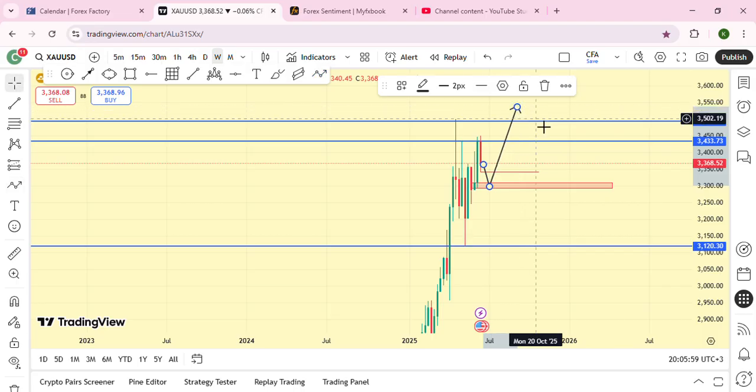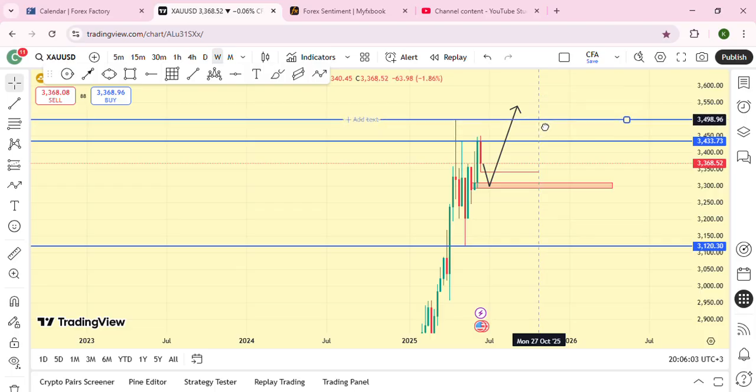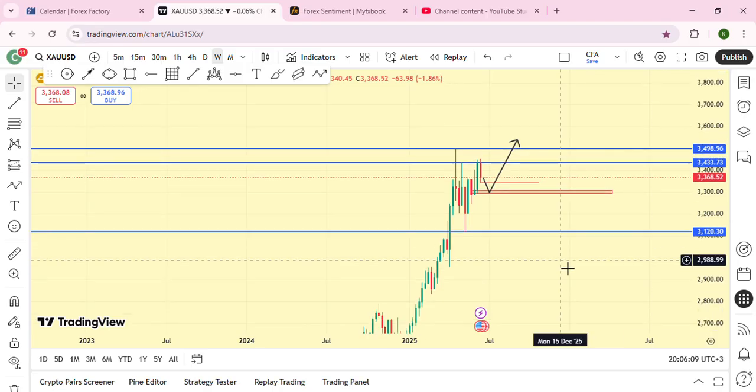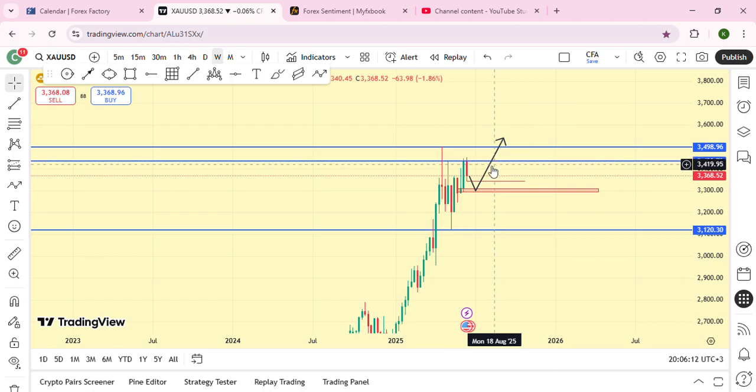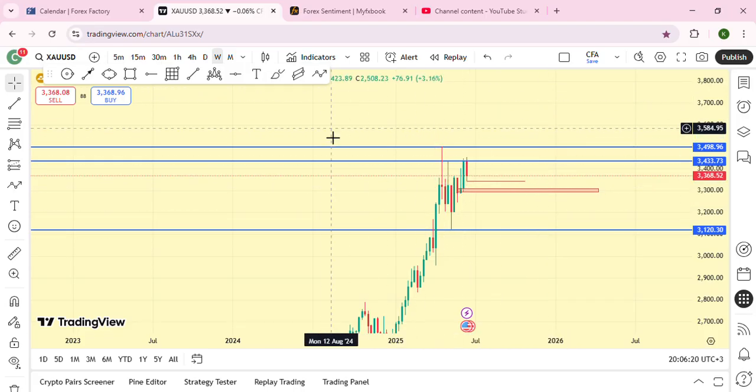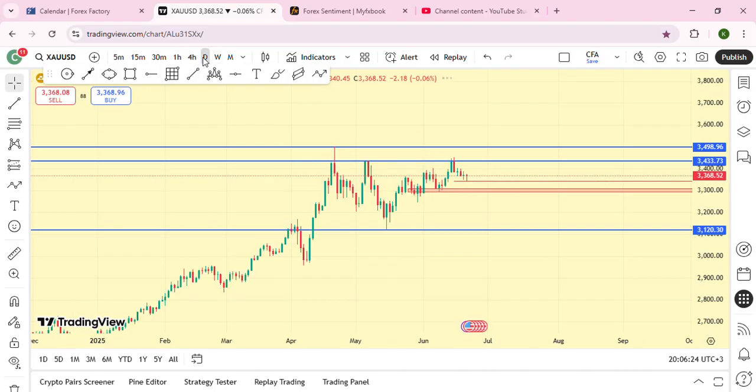So is that one of the high probabilities? Based on what? Based on the weekly time frame. Let's just drop to lower time frames and see what we can see from there, because on the weekly time frame I don't see anything else.